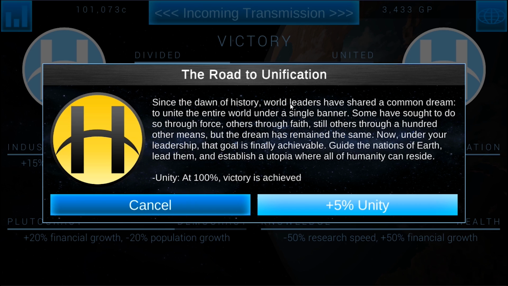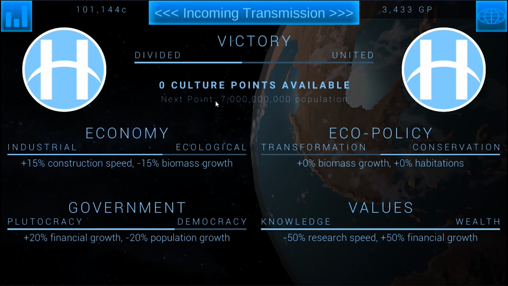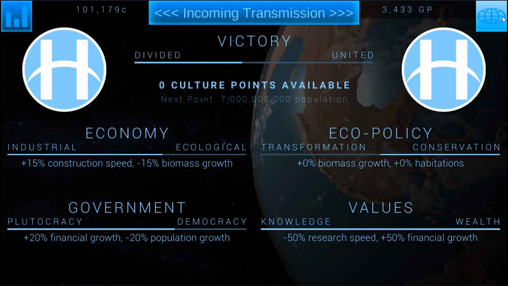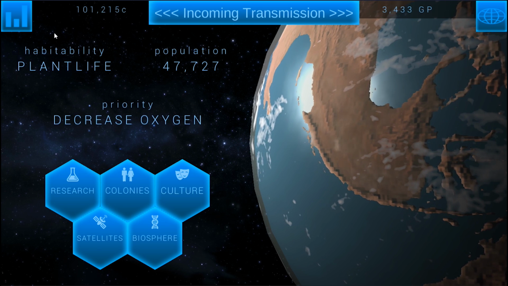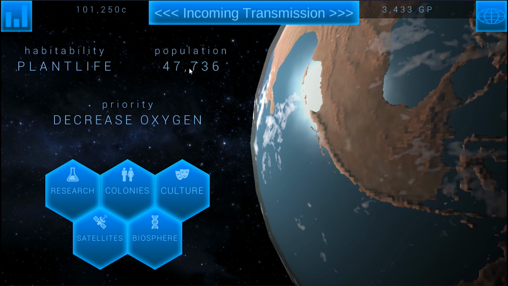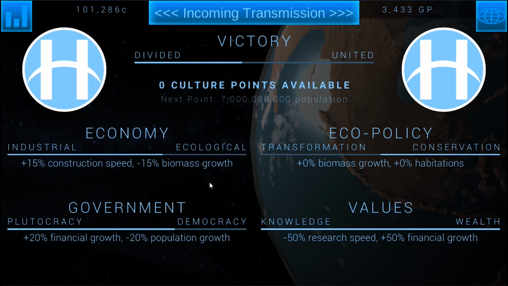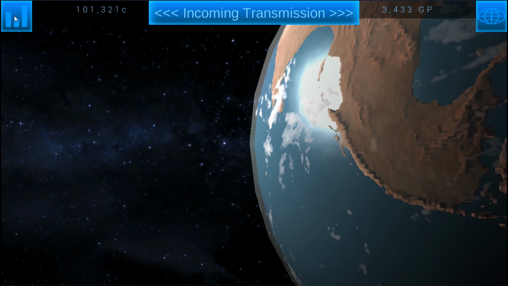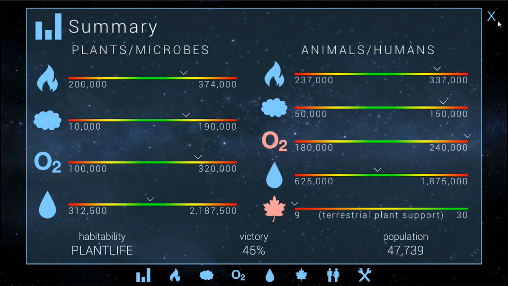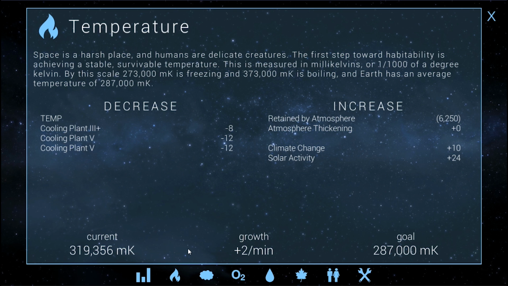I'm going to spend my point here. Next 0.7 billion population, so it just keeps going up and down. I'll never get to 7 billion population, so I'm only going to be able to get my culture points by acquiring them through random events, which I've done pretty good with. We're at 45% victory. But we still got a long ways to go before this is a perfect planet.